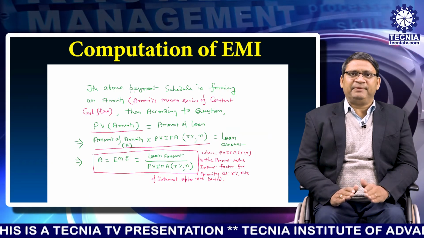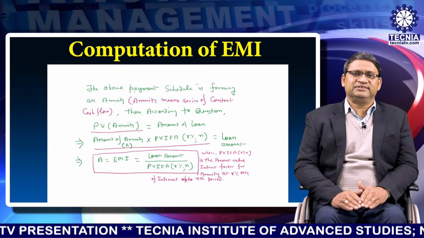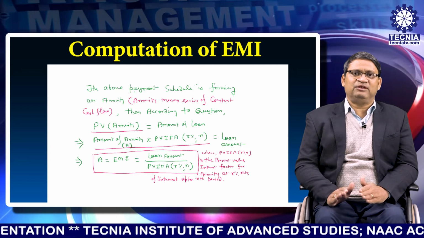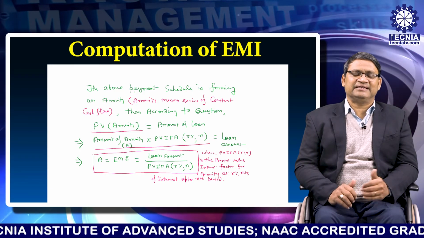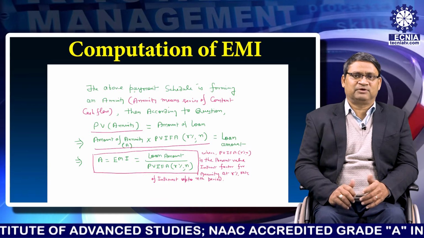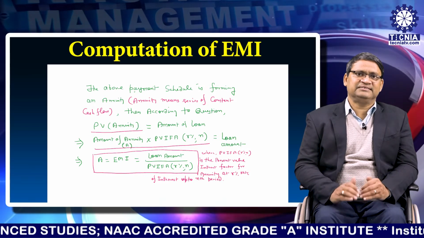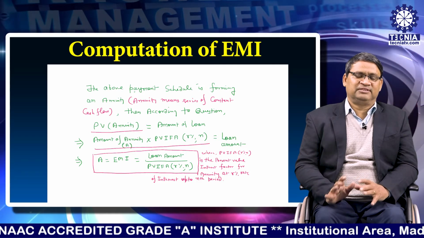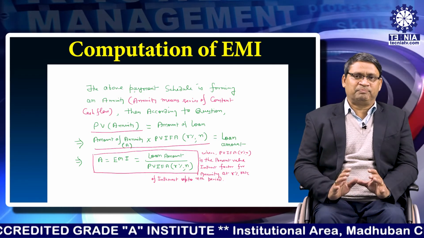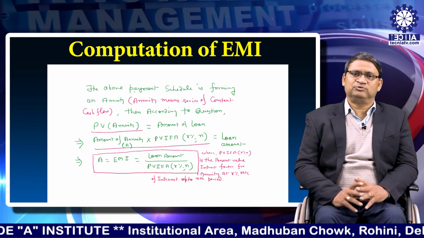Now, the above payment schedule is forming an annuity, and according to this question, the present value of the annuity is nothing but the amount of the loan. Whatever loan Mr. X has taken from SBI, he is paying EMI against that loan. So, for all the payments made against that loan, that is EMI, the present value of all the EMIs is equal to the amount of loan.